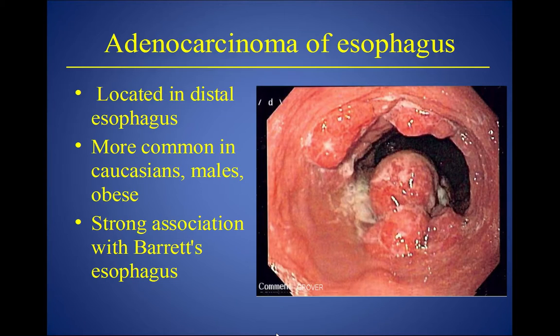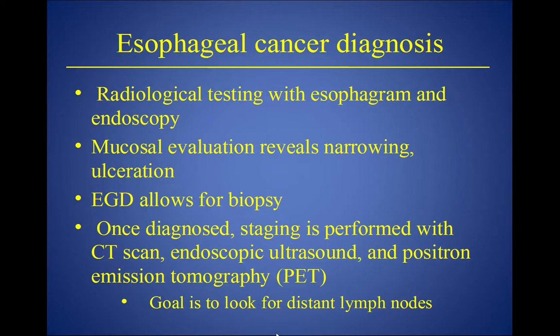Adenocarcinoma has to be in the lower esophagus in some area of Barrett's, some area that has changed to a non-squamous cell lining. And it's more common in Caucasians, males, and the obese. So generally this is diagnosed when someone comes in with a symptom of dysphagia. Generally that will lead to either a radiological investigation or an endoscopy. Doing the endoscopy allows for biopsy to be taken. And once it's diagnosed, there's more involvement in terms of imaging and staging.